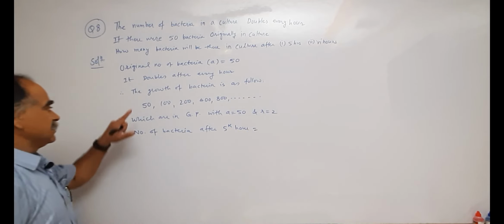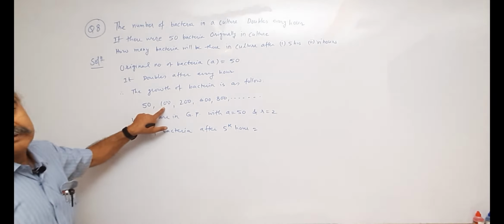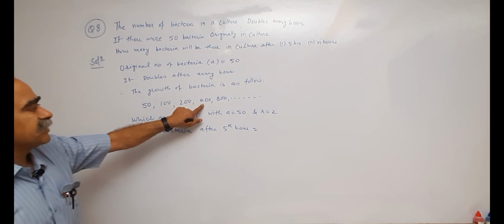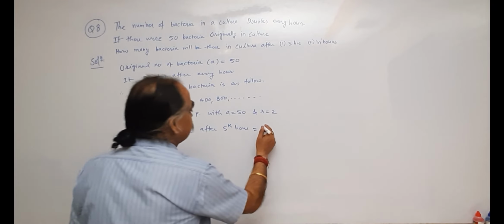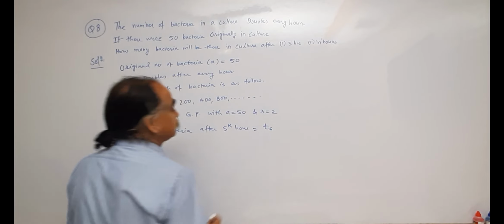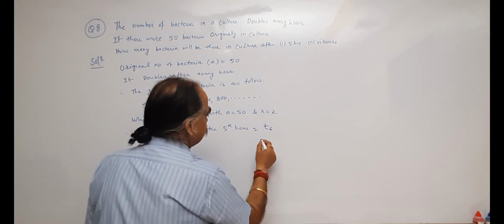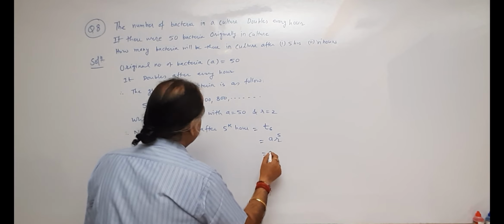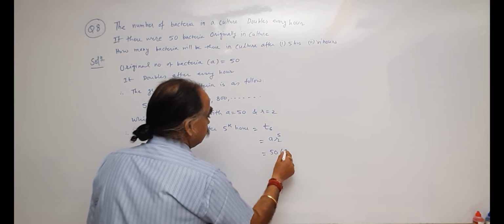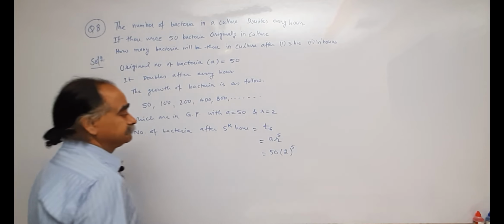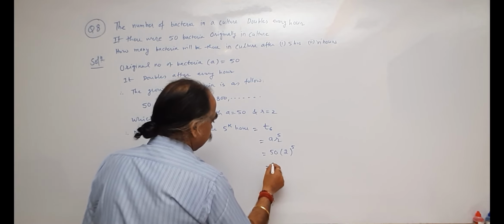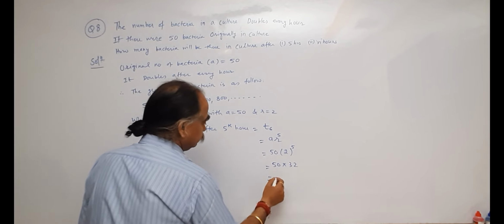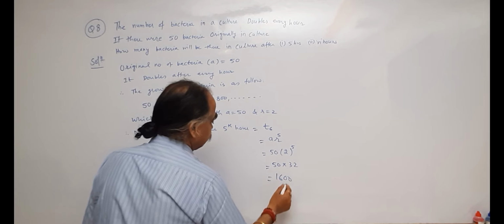is equal to, see, this is original, this is after first. Second term is what? After first hour. Third term is what? After second hour. Fourth term is what? After third hour. So after 5th hour will be what? 6th term. And by formula it is what? A R to the 5. So 50 into 2 raised to 5. 50 into 32 will give you 1600.